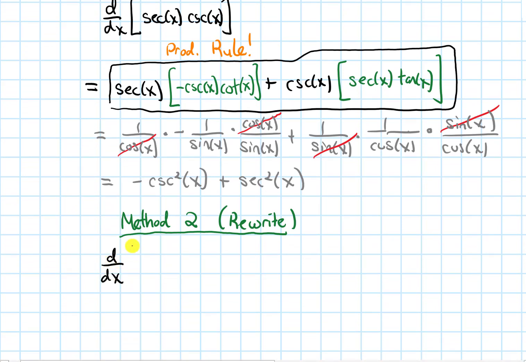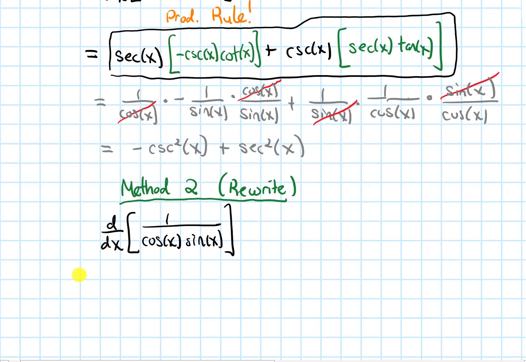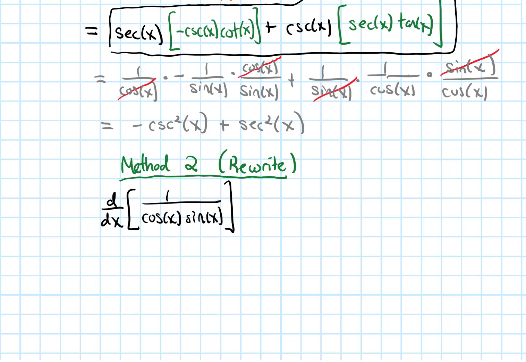If I rewrite this as a fraction, secant is going to be 1 over cosine, and cosecant is going to be 1 over sine. And when you multiply those two, that sine cosine will just come in the denominator. All right, so we need this derivative. Now we have this fraction, and we can evaluate this using the quotient rule.